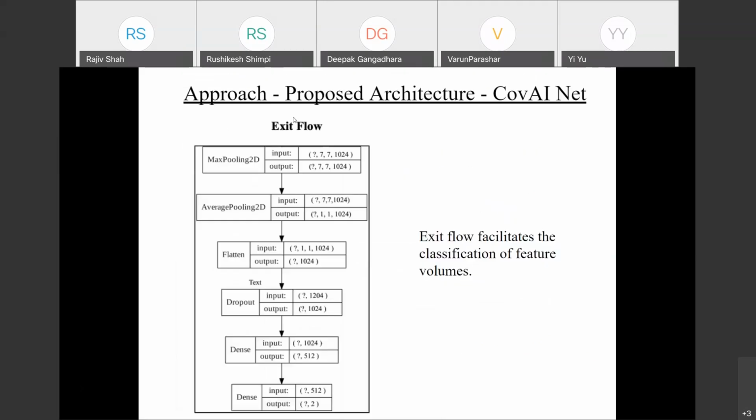The last part of the architecture, the exit flow, classifies the feature volumes from the middle flow into the required output. In this case, it would be pneumonic and non-pneumonic, and COVID positive and COVID negative. As we know, COVID is a form of pneumonia.